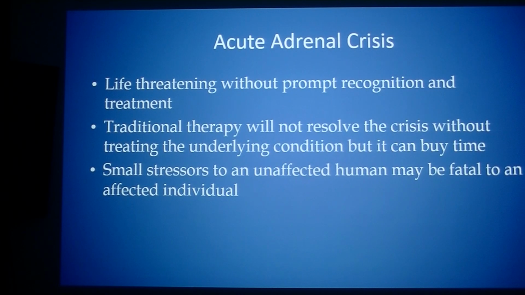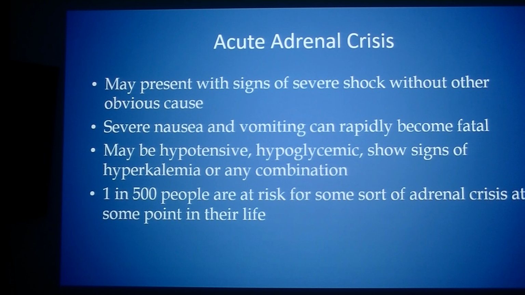Acute adrenal crisis is life-threatening without prompt recognition and treatment. Traditional therapy will not resolve the crisis without treating the underlying condition, but it can buy time. Small stressors to an unaffected human may be fatal to an affected individual. They may present with signs of severe shock without other obvious cause. Severe nausea and vomiting can rapidly become fatal. They may be hypotensive, hypoglycemic, and show signs of hyperkalemia or any combination. 1 in 500 people are at risk for some sort of adrenal crisis at some point in their life. So if you think about how many patients you will treat in a career, you may see this several times over.